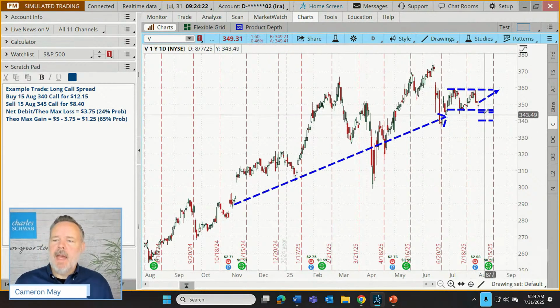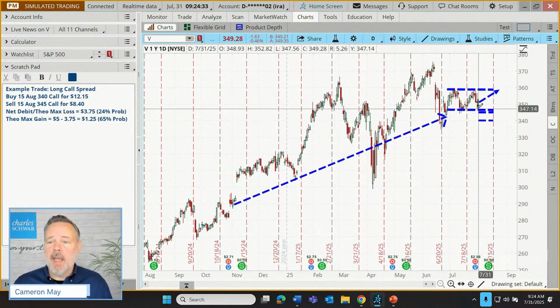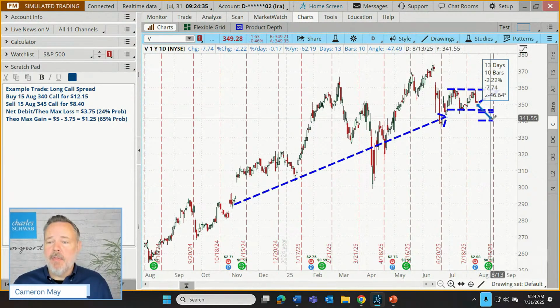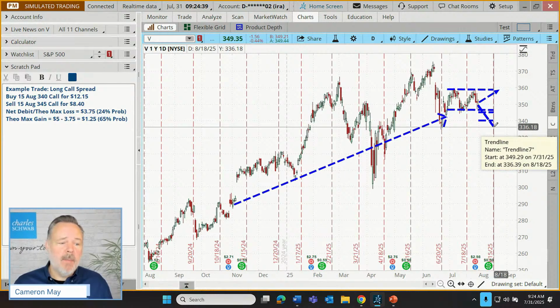There we go. That's our little trade. That's our little spread down there. And really, as long as we're above that spread at expiration, this trade's in good position for its maximum theoretical gain. If we collapse down through that spread, that's where we're in position for our maximum loss.